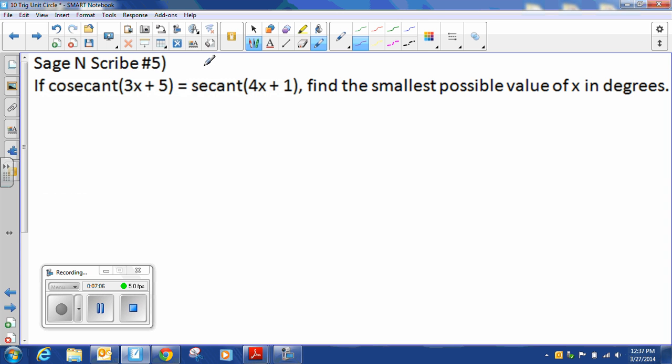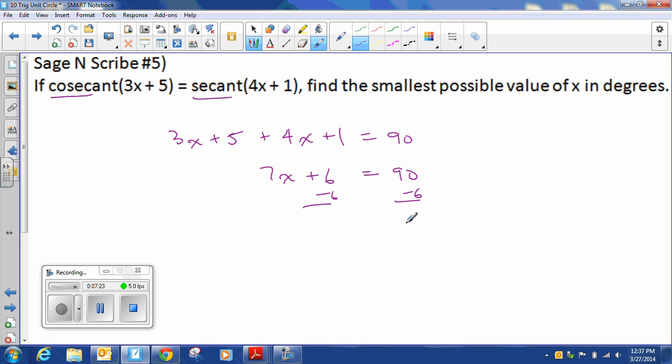Finally, number 5, cosecant and secant are also cofunctions, and therefore we're just going to add both of these angles up. They're just expressions, set it equal to 90. 7x plus 6 equals 90, minus 6 minus 6. 7x equals 84, divide both sides by 7, and x equals 12.